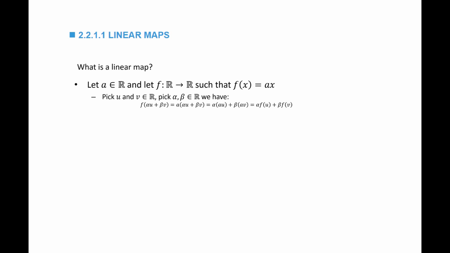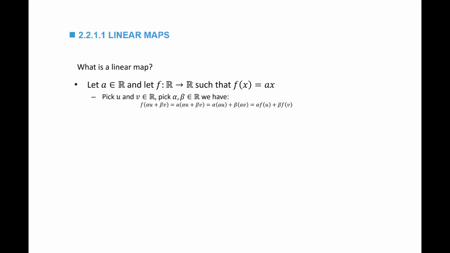If I pick two numbers u and v in R, and another two numbers, alpha and beta in R, I have the following. F, the function of alpha u plus beta v. I'm going to substitute alpha u plus beta v instead of x. And so since f of x is equal to a multiplied by x, then f of alpha u plus beta v is equal to a multiplied by alpha u plus beta v. So rearranging, this is equal to alpha a u plus beta a v, which is equal to alpha f of u plus beta f of v.